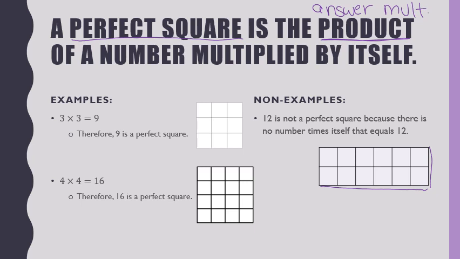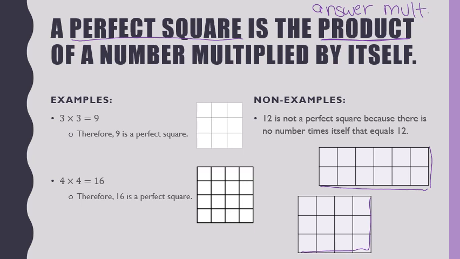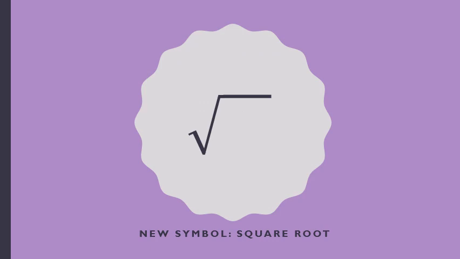We can rearrange our squares though and try to get closer to a square, and we can do 4 times 3, but 4 times 3 still is not a perfect square. That still makes a rectangle. So 12 is not a perfect square. I want you to notice that the ones that I called squares have the same length and the same width on the same square.